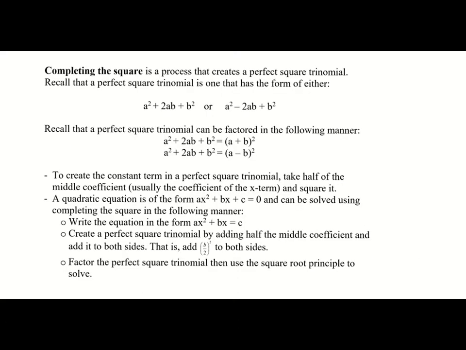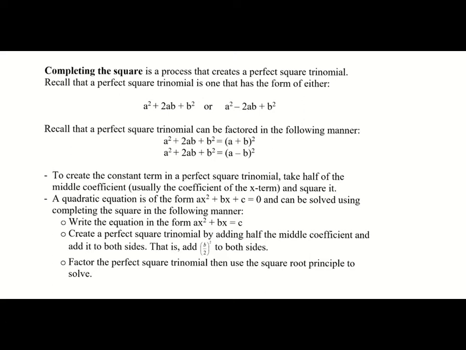the next thing that we're going to look at is completing the square. Completing the square is basically creating a perfect square trinomial. So we can take any trinomial and turn it into a perfect square trinomial by doing the completing the square process.